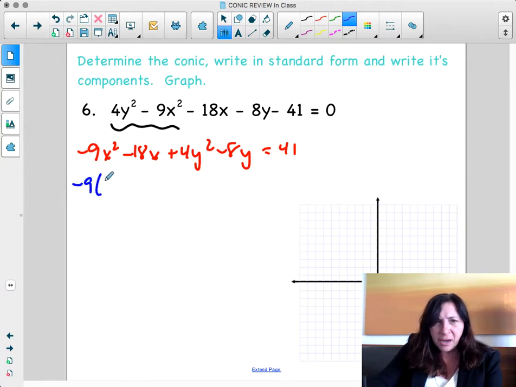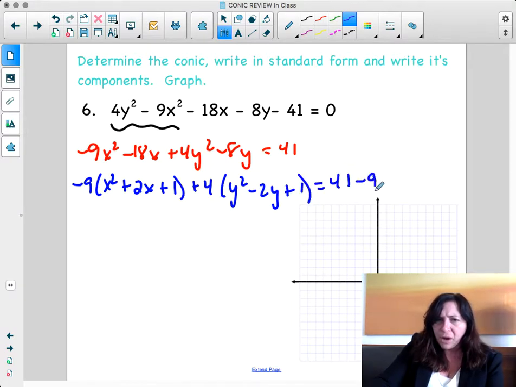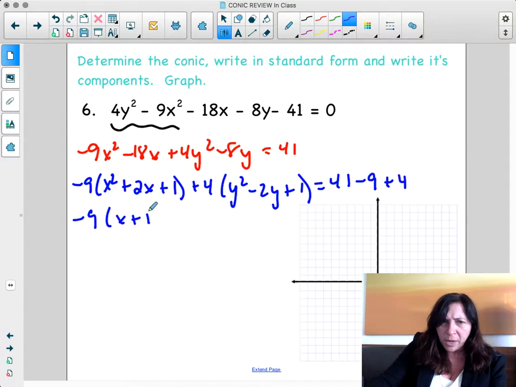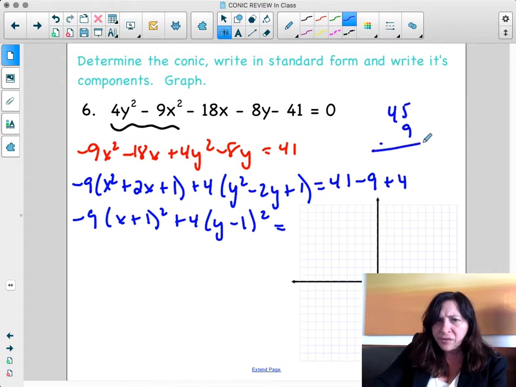So that's going to be x squared plus 2x. Half of 2 is 1, 1 squared is 1. Again here, plus 4 times y squared minus 2y. Half of 2 is 1, 1 squared is 1. Is equal to 41 minus 9 plus 4. So we have negative 9 times the quantity x plus 1, quantity squared, plus 4 times the quantity y minus 1, quantity squared, is equal to, now 41 plus 4 is 45, 45 minus 9 is 36. So this equals 36.